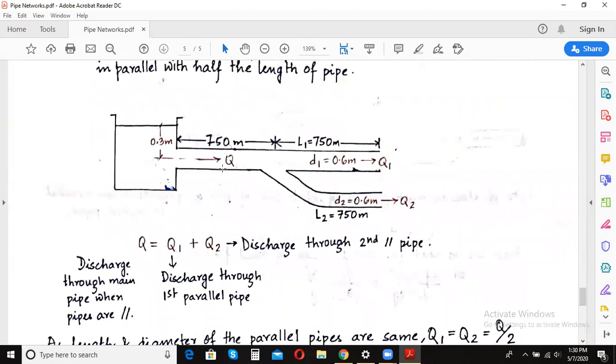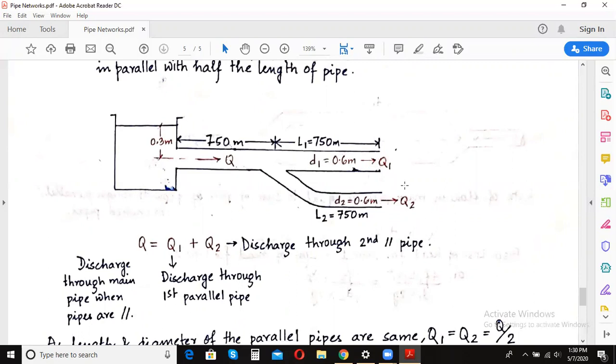Next, for the single pipe that was there initially, the discharge through this pipe is taken as capital Q. Now when this pipe is getting branched into two parallel pipes, the discharge in the upper pipe is taken as Q1, and the discharge in the lower parallel pipe is taken as Q2.